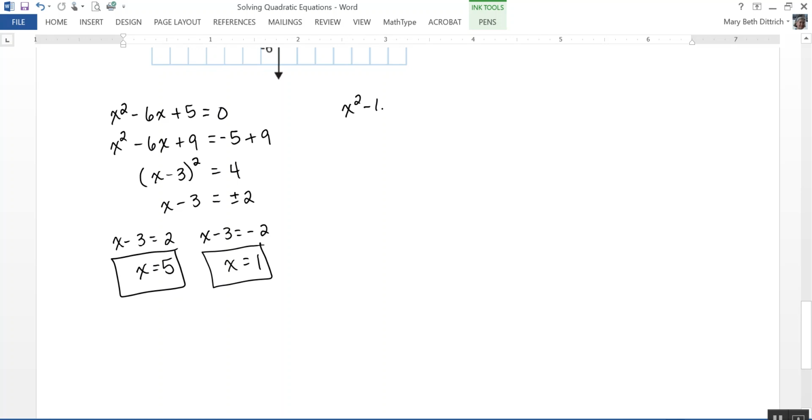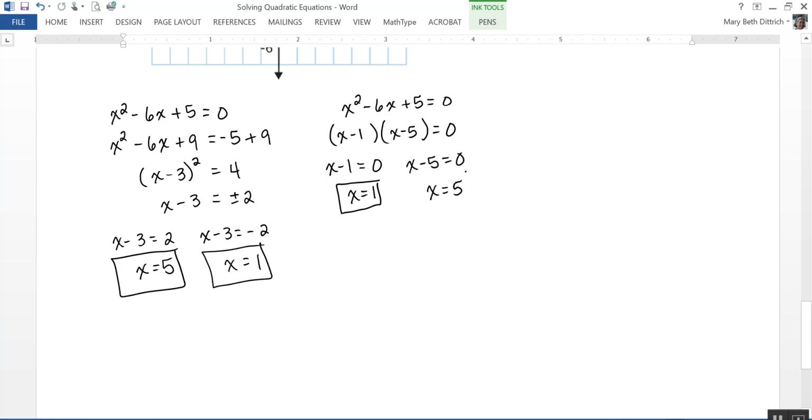The other way to do this is by factoring. So x squared minus 6x plus 5 equals 0. Factor that into two binomials. So I'm looking for two numbers that multiply to 5 and add to a negative 6. So that's going to be negative 1 and negative 5. Now each of those linear factors, because I'm multiplying the two of those and they equal 0, one or both could be equal to 0. So x is equal to 1 and x is equal to 5.